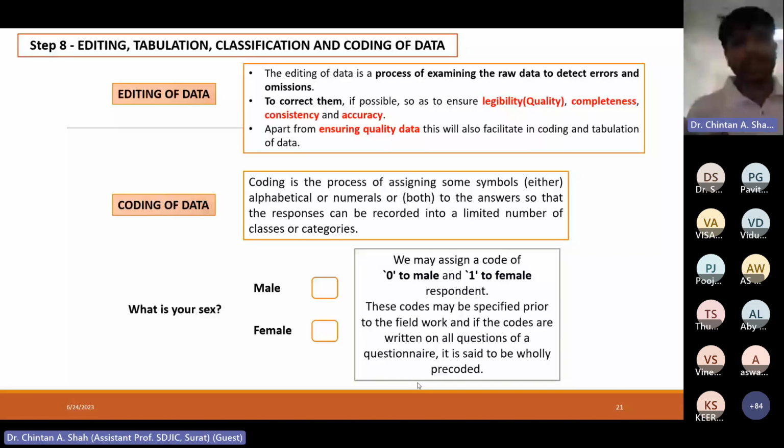Legibility, that is quality, completeness, consistency, and accuracy. Once you have checked these, try to omit any error you find. If you can identify an error, try to work on that particular error with the help of the different methods that we have. After editing and tabulating the data, you should go for coding of data. For example, for sex, male becomes 0 and female becomes 1. In this way you can do the coding and start analyzing with different statistical methods.